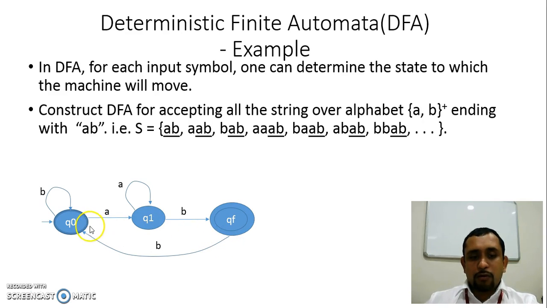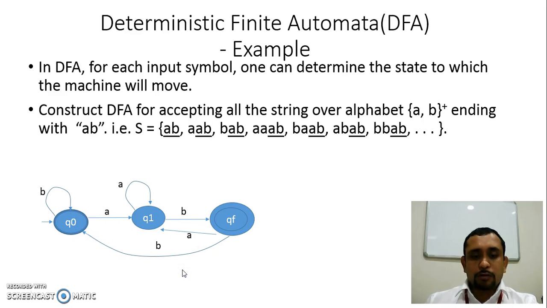So if we have A followed by B and again B, it means that we still need to search for the last two symbols as AB. So we need to make the transition to a place from where we are searching for A and B, and such a state is Q0. So from QF, on the input of B, we move by transition to Q0.